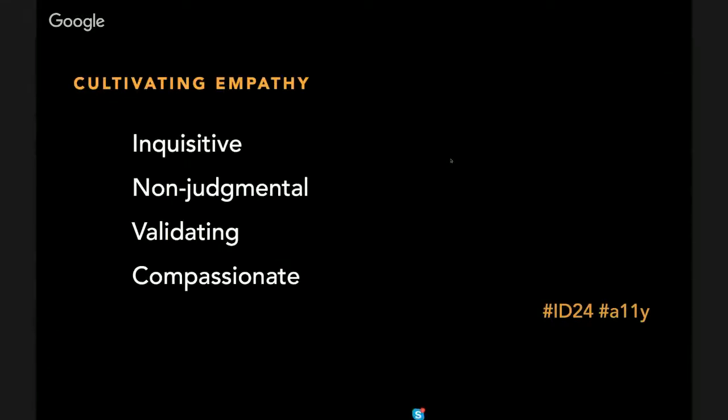So when we cultivate empathy, we always try to be inquisitive and ask questions about, how can I understand more? How can I learn more about how this person might use our site? And then staying non-judgmental about it, meaning that this person is no less than us as far as design and development goes.